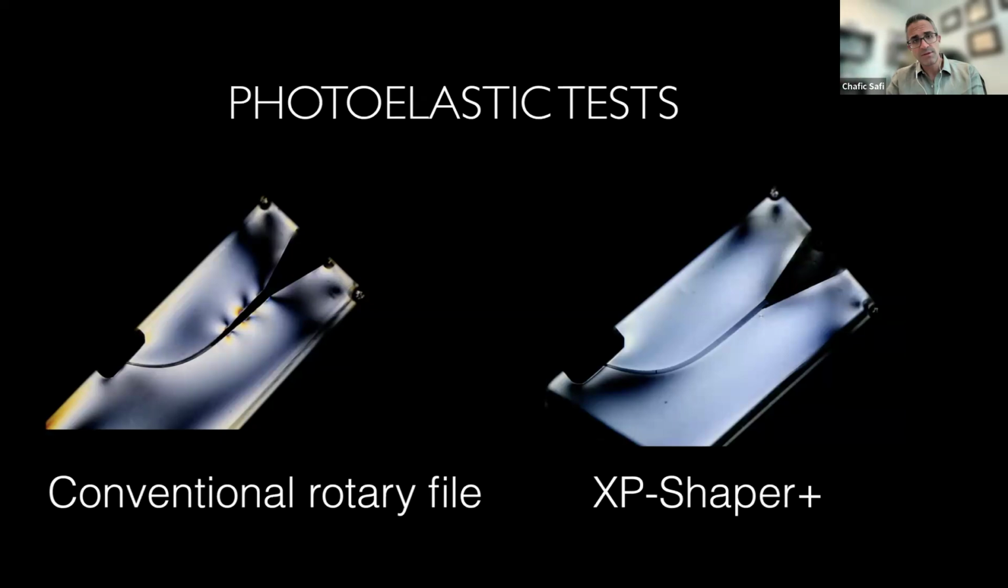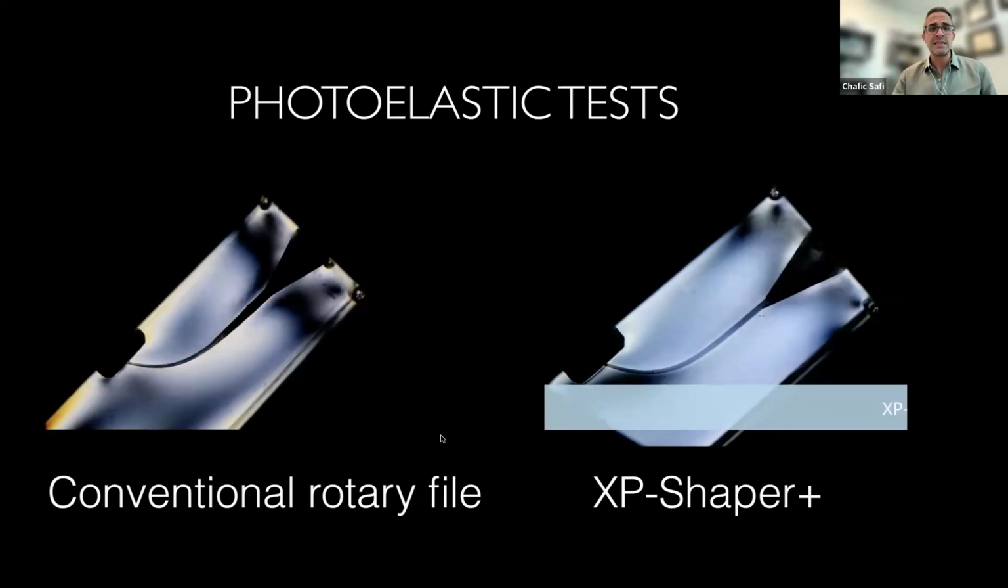Now, some of you might be wondering, if this file is taking the canal to a size 30/04, is it causing a lot of stress and strain on the canal? Do we have any risks of fracturing this file, or even a lot of stress on the canal that can really translate into a cracked tooth?